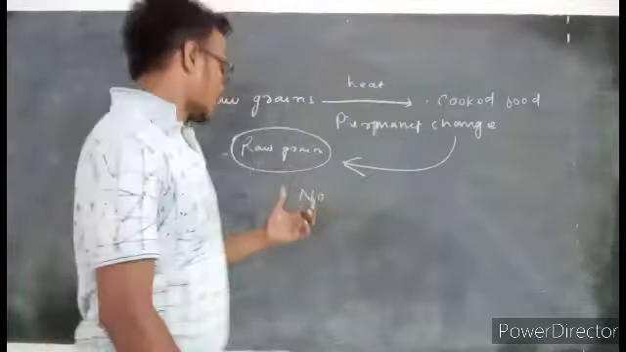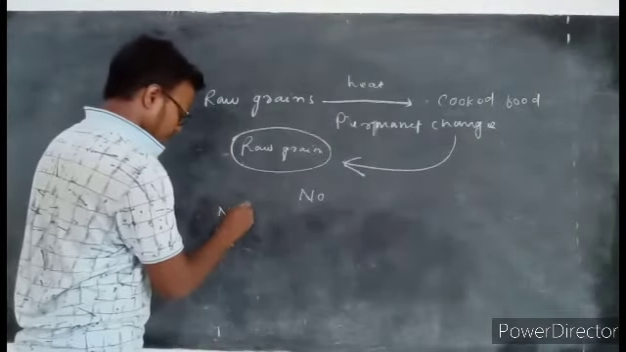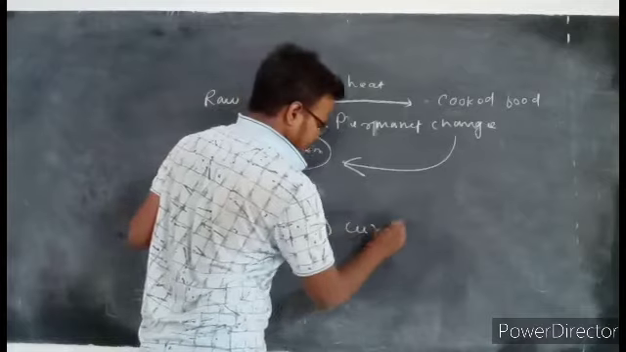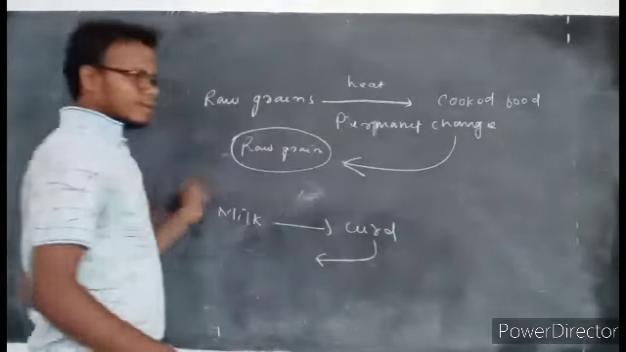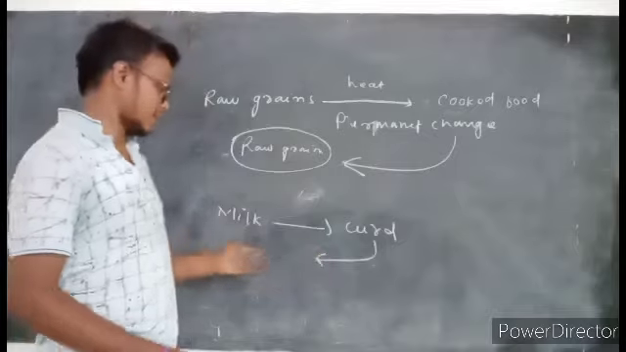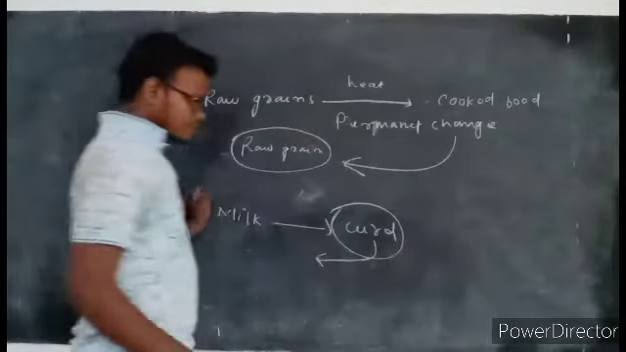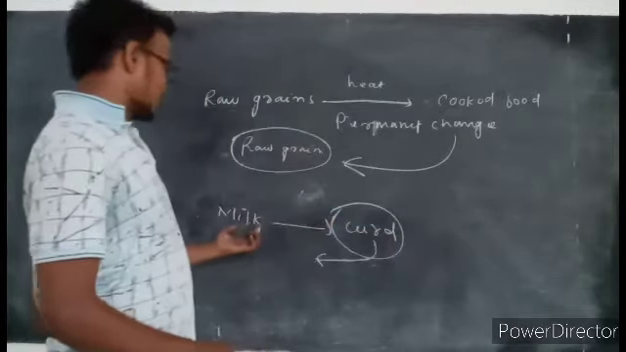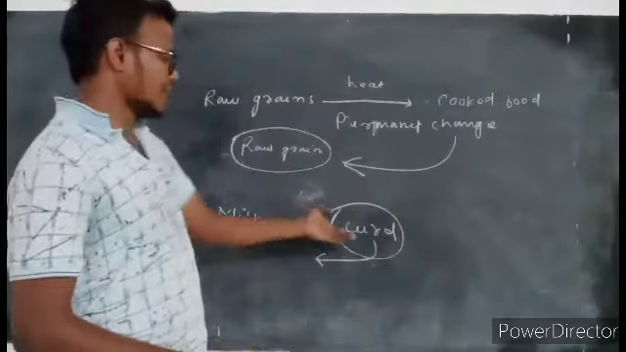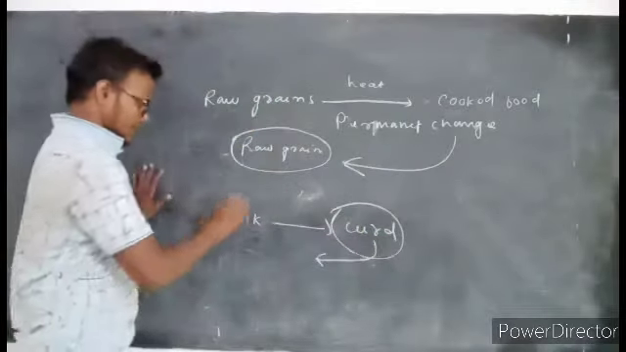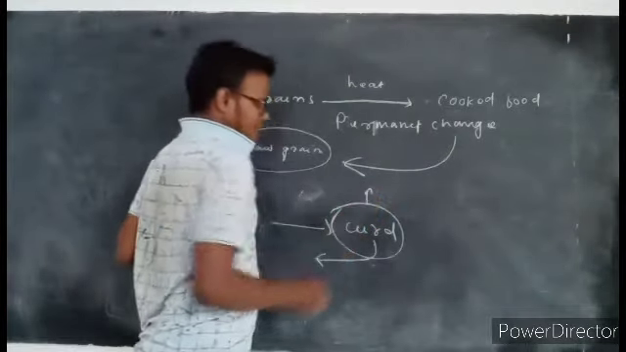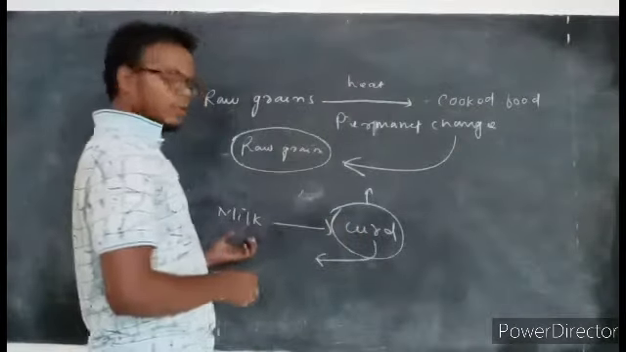Okay, it means this is milk. When milk changes into curd, after that we cannot get milk from curd. It means it is a permanent change, an irreversible change. Curd is totally different from milk. It means in chemical change we get a new substance. Curd is completely new compared to milk. Curd is sour in taste and thicker as compared to milk.